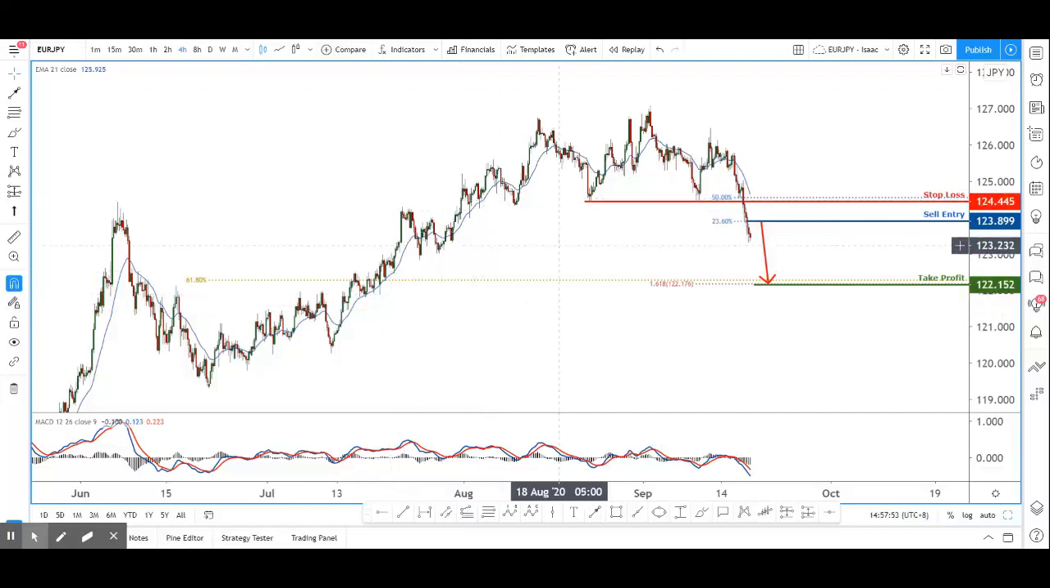The triple top reversal pattern confirms this. So this makes for a very nice trade on an intraday.